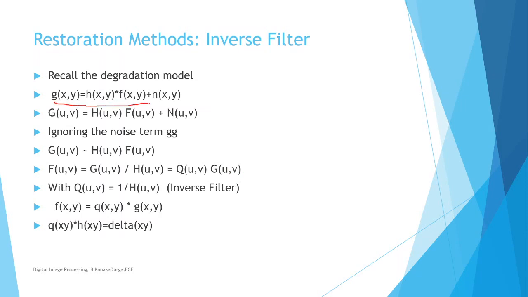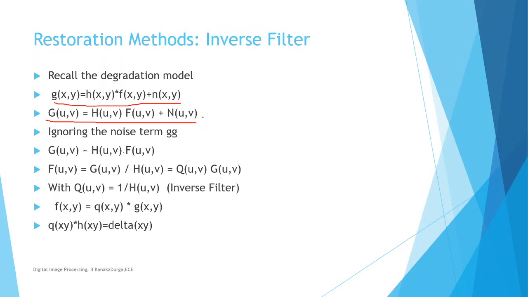We already discussed this mathematical equation in the spatial domain and this mathematical equation for the degraded image in the frequency domain. We can derive the equation by two methods: constrained noise and unconstrained noise. Constrained noise means we consider the noise, and in the unconstrained case we do not consider the noise. Here I am ignoring the noise term, so that G of u comma v is approximately equal to H of u comma v multiplied with F of u comma v.